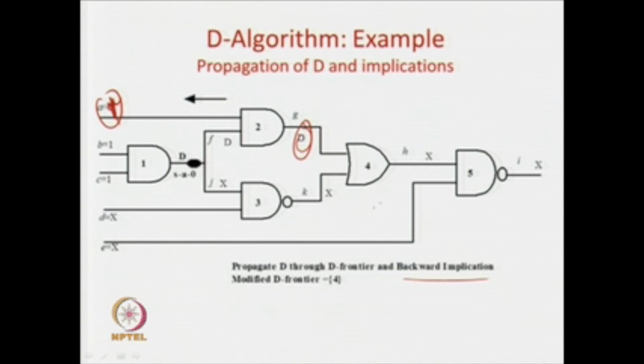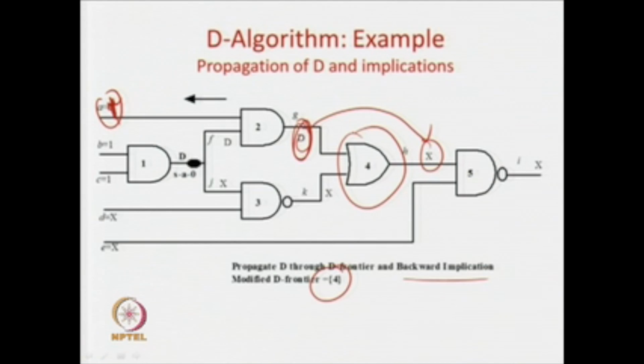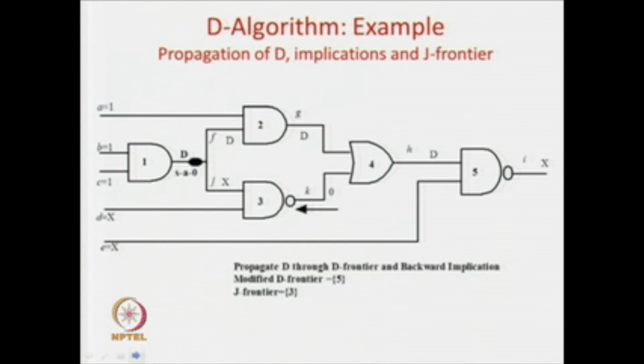Now there is one gate, gate 4, in which one of the inputs is D and the output is x. So we may think that the fault effect may be propagated through this. The modified D frontier is gate number 4. We call a gate a D frontier gate if and only if one of its inputs is D or D prime and the output is x. That means there is scope for propagating the fault value to the output. So gate number 4 is now in the D frontier and gate 2 is deleted from the D frontier, because once the fault propagation has been done, as we saw in the last lecture, you have to delete it. So 2 is deleted and 4 becomes the D frontier gate.